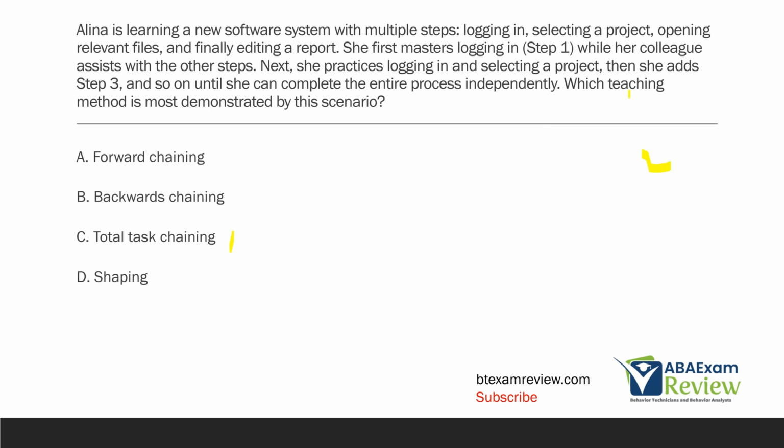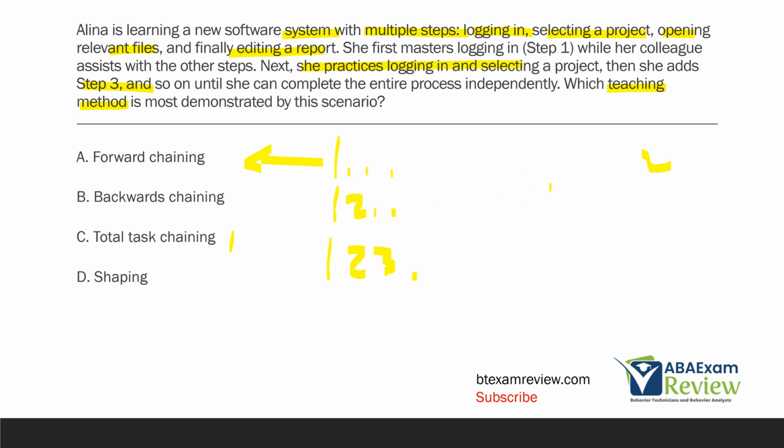Straightforward chaining question, right? We're looking at a teaching method, and we know Alina is learning a system with multiple steps. Immediately, when we see multiple steps, we've got to think chaining. Someone's analyzed this task, and the steps are logging in, select project, open files, edit report. So if Alina's going to start with step 1, and then assistance for the rest of the steps, and then steps 1 and 2 and assistance, and then steps 1, 2, and 3 and assistance, what does that look like? Well, that clearly looks like some sort of forward chaining.